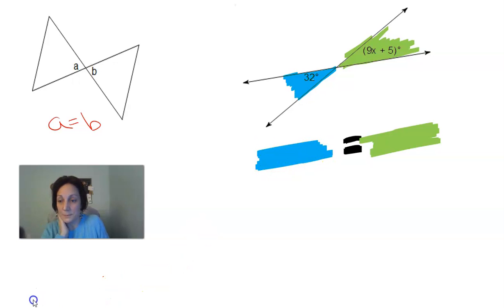Blue equals green. But the fact is, the way I labeled up my diagram, that's exactly what's true. The angle that I highlighted in blue is equal to the angle that I highlighted in green. So once I've established that relationship, all I got to do is bring down the way they labeled their angles into my equation. So in my blue blob, I'm going to put my 32.